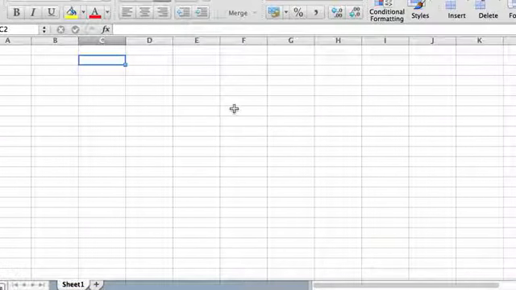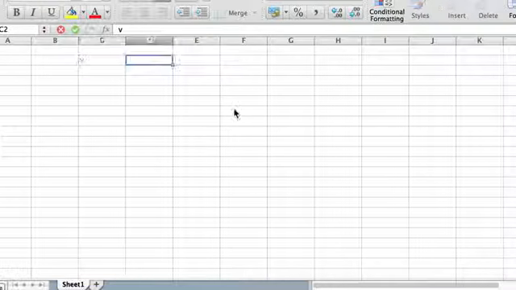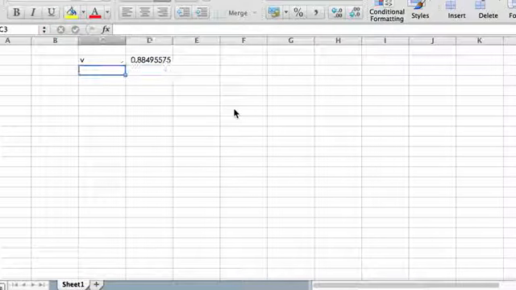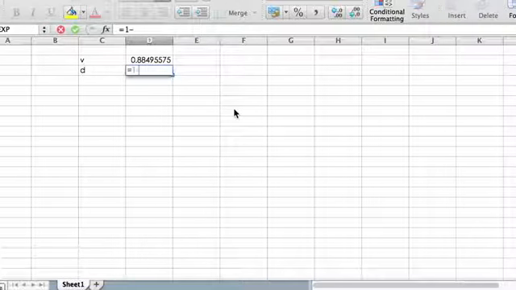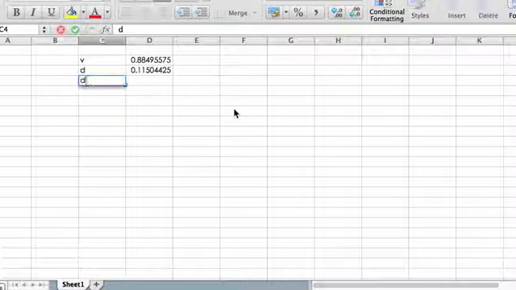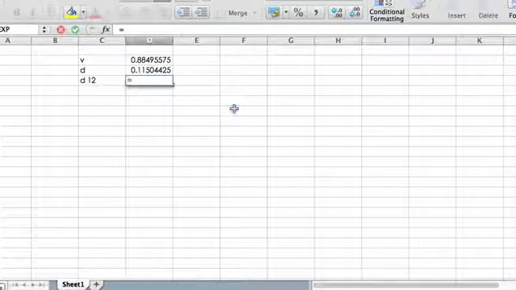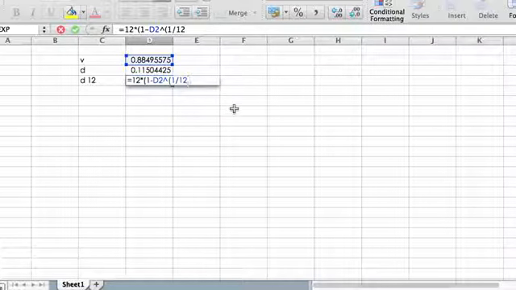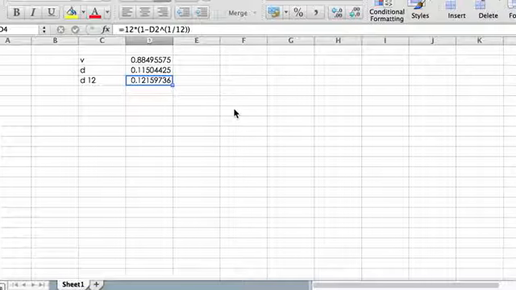So let's go to Excel to figure that out. Let's start with v first and say it equals 1 divided by 1.13. d is equal to 1 minus v, and the other way around. Now d12 is equal to what we said before, 12 times (1 minus d, which is also v, to the power of 1 divided by 12), and that'll give us 0.12.